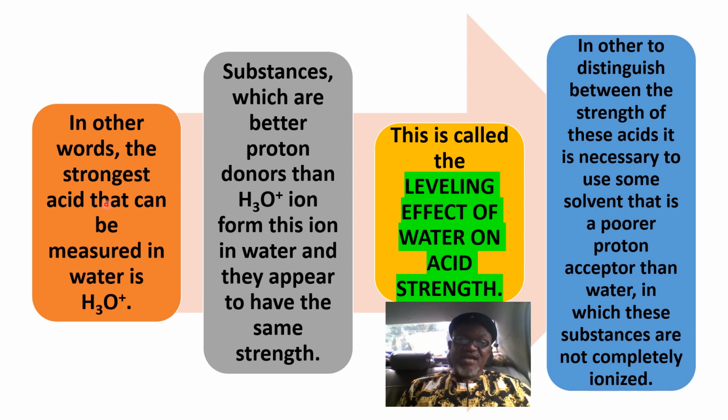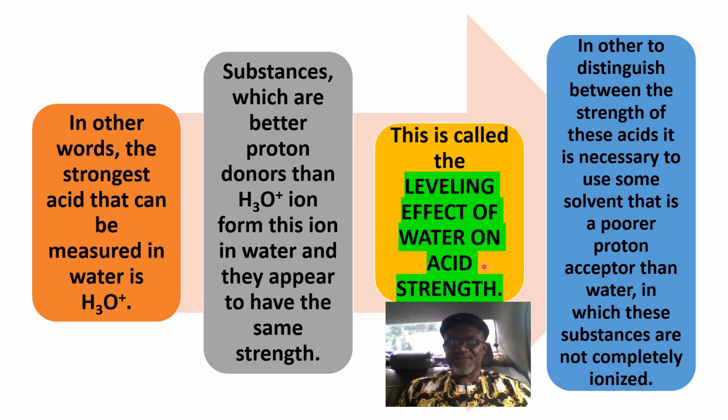The strongest acid that can be measured in water is H3O plus, because water, H2O, will always collect hydrogen and form this. Substances which are better proton donors than H3O plus ion form this ion in water, and they appear to have the same strength. This is what we call the leveling effect of water on acid strength.